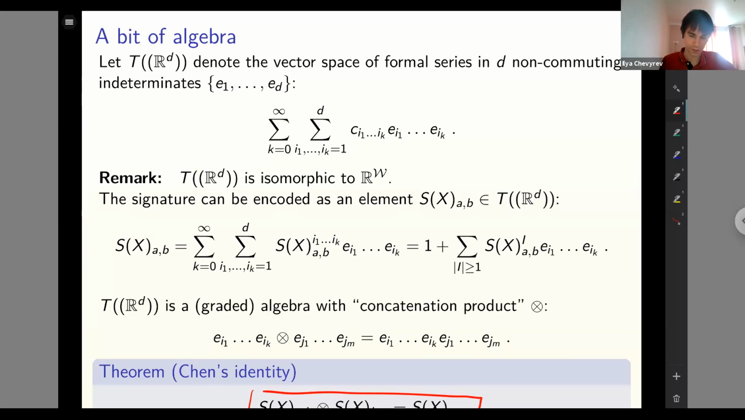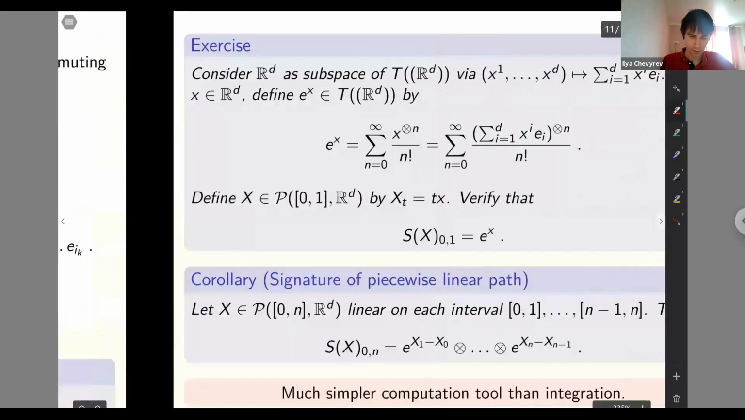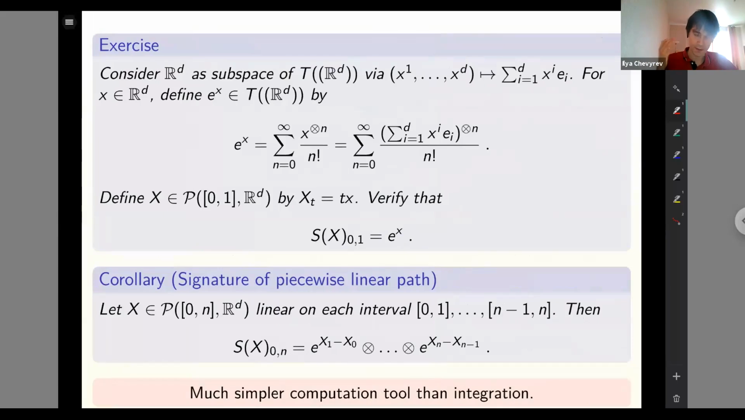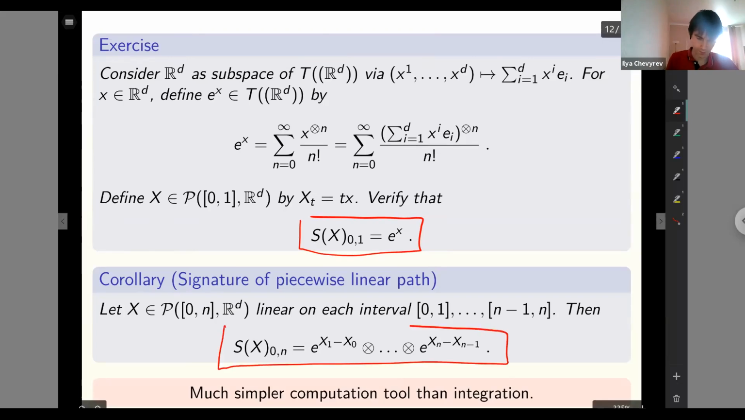We saw that one of the main applications of this was that it allowed us to compute the signature of a piecewise linear path in a very efficient way, without ever actually needing to perform the integral. This was this exercise. We saw that the signature of a straight line was an analog of the exponential. And then Chen's identity allows us to glue all of these pieces together. So this is the signature of a piecewise linear path, and this is essentially how you compute the signature in practice.